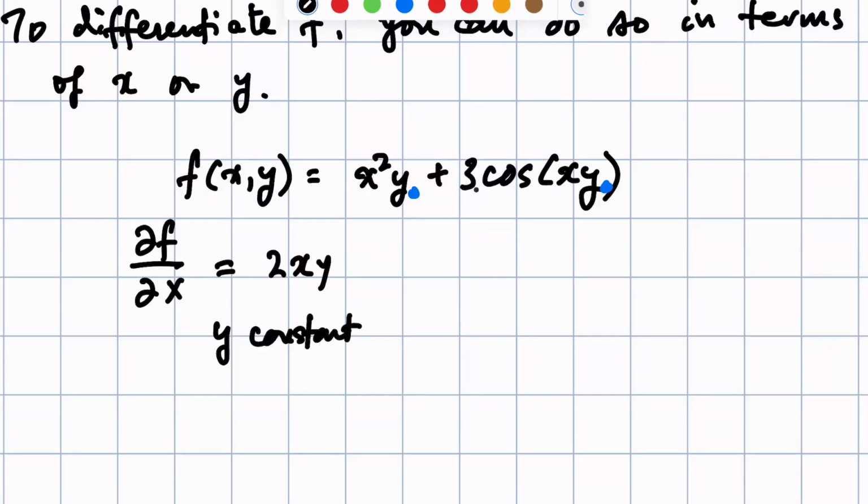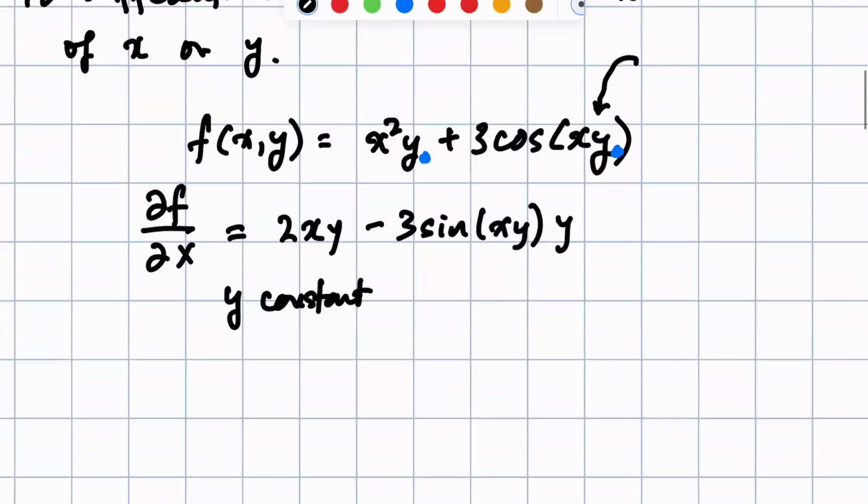Now, the derivative of cosine is negative sine of xy, but you have a chain rule. The chain rule says differentiate the inside with respect to x. So I have a constant y0 times x. A constant times x, the derivative is just the constant. So here, the derivative with respect to x is just equal to y. So that is the partial derivative of f with respect to x.